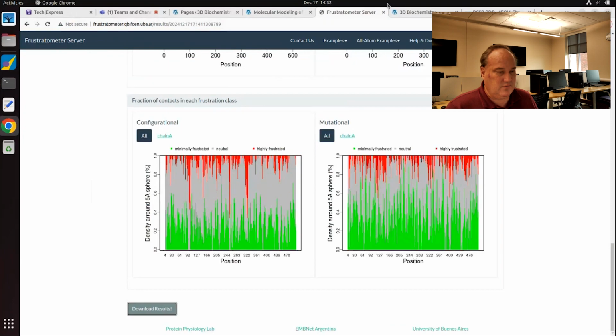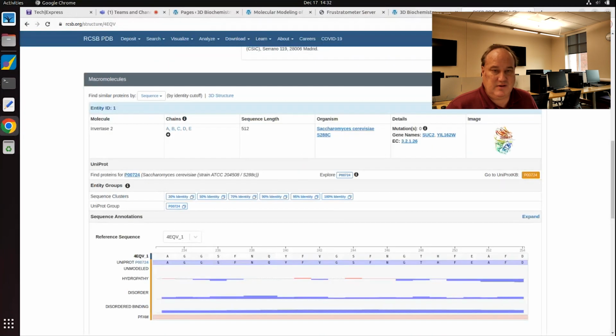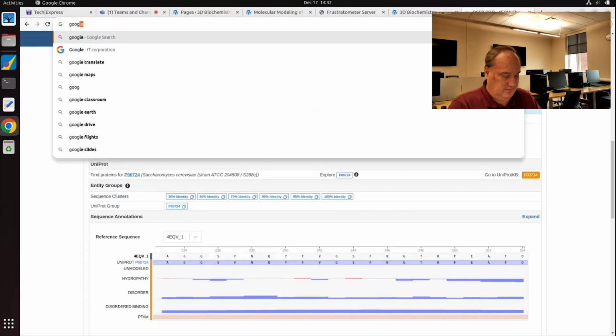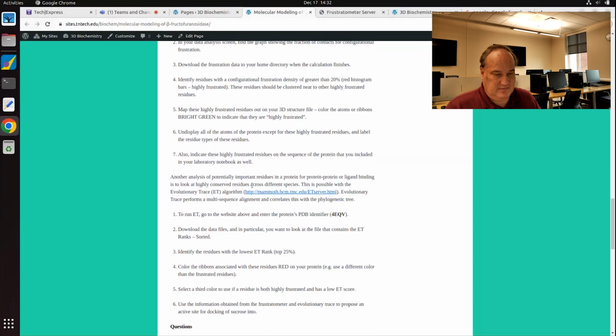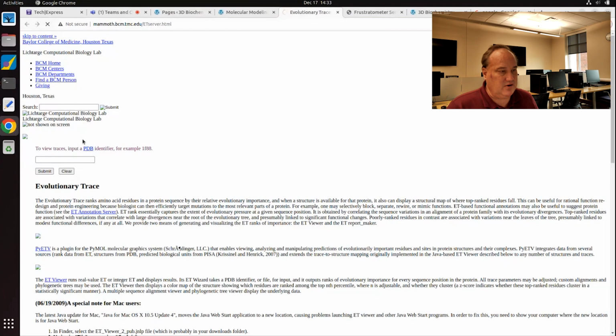The next thing we're going to do, of course, is that one method is usually not quite sufficient. So the other method we're going to look at is called Evolutionary Trace. This algorithm performs a multi-sequence alignment and correlates this information against the evolutionary tree. This only needs the PDB code. So let's load Evolutionary Trace on this website here.